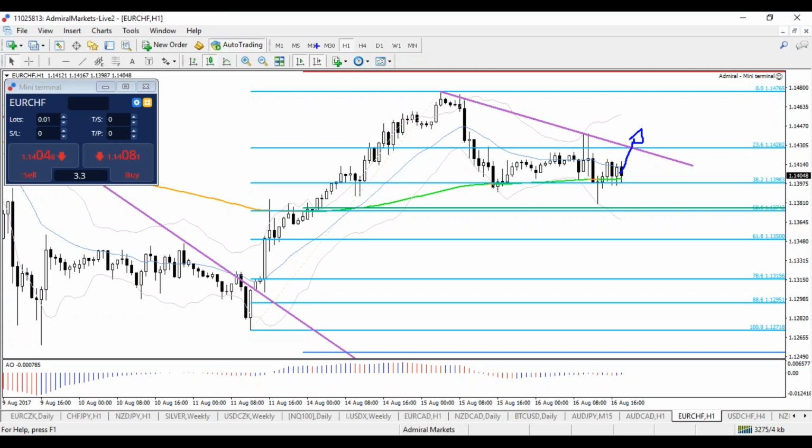All right, so that's basically my view at this moment on the Euro Swiss. Let's see if we get some kind of candle confirmation that could maybe even break above these tops, as you can see right here.